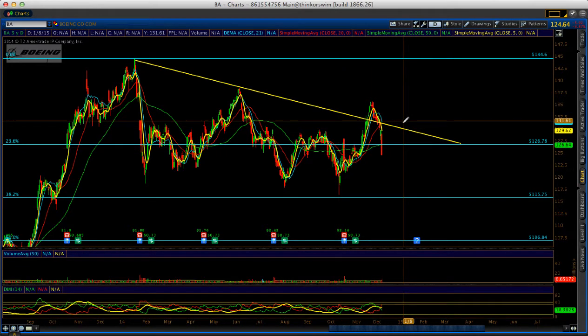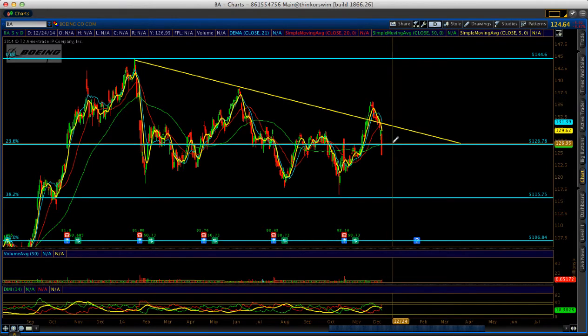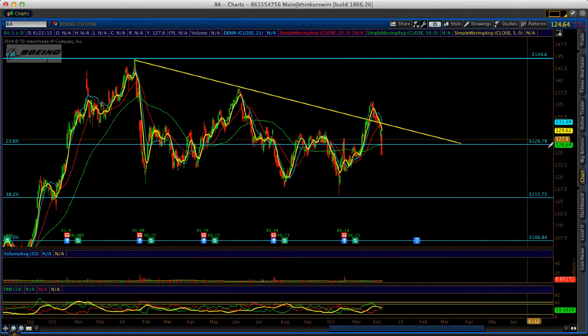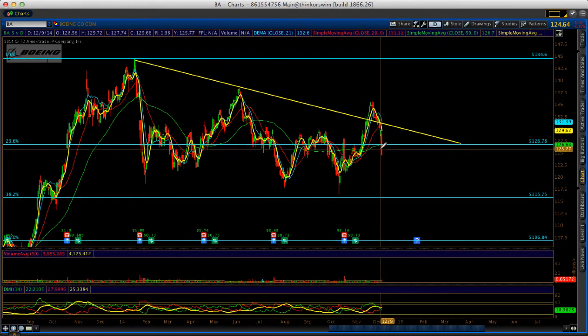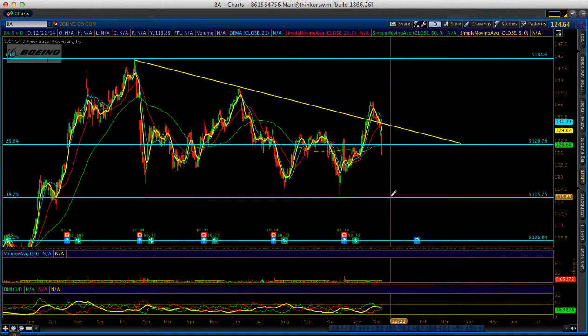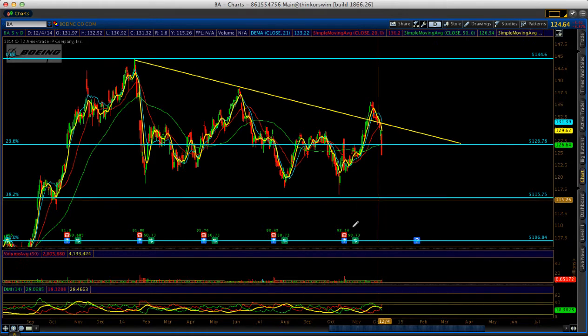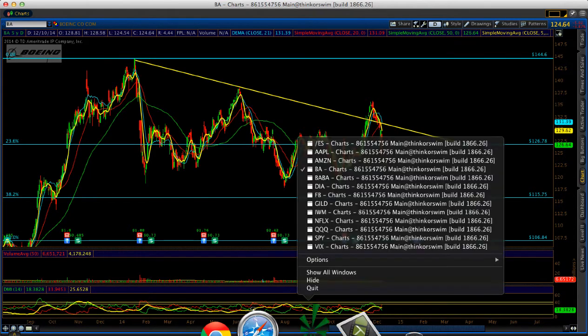This thing is bearish. If we confirm this breakdown tomorrow, the 126.78 Fibonacci support breakdown, this thing can go easily to 115. Boeing was bullish, now it's bearish. So that's why you have to follow price action.